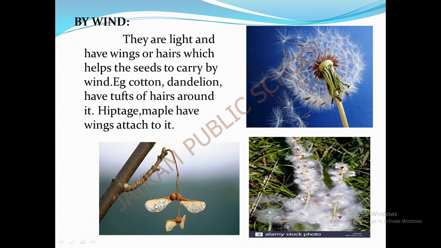This is called maple seed. See here, it has a wing-like structure around it. See here, look, wings or hair-like structure. So this kind of seed has wings around it. What is happening when the fruits become ripe? This seed will fly to some place by the wind. When the wind blows, this seed will fly to another place and fall down. In that place, it will start to grow as a new plant.